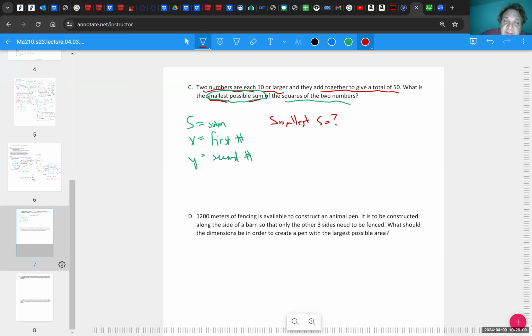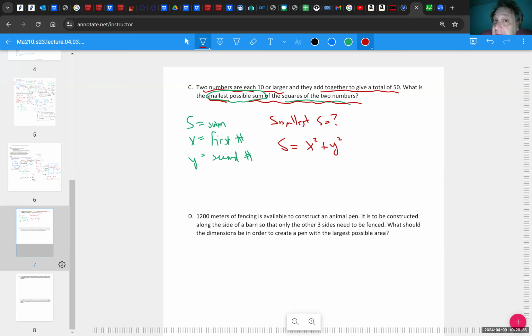So what's my equation for S? Well, it's the sum of the squares of the two numbers. The first number is X, I have to square that, and I have to add it to the square of the second number, which is Y squared. So that's my sum, and I want that as small as possible. It has too many variables, it has three variables, so I'm going to have to reduce the number of variables.